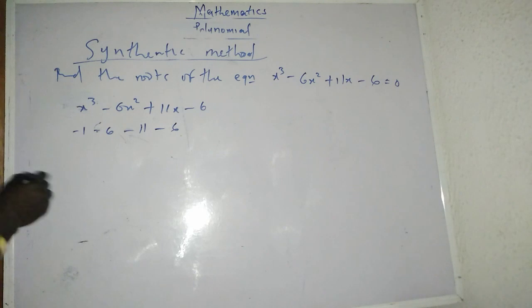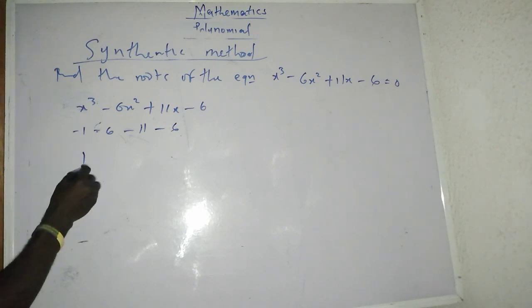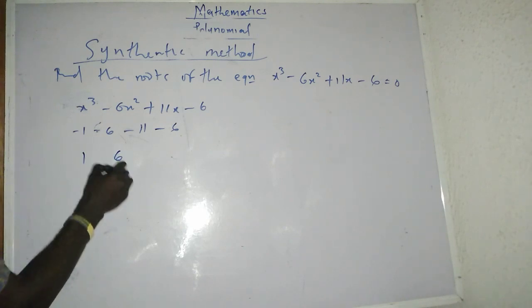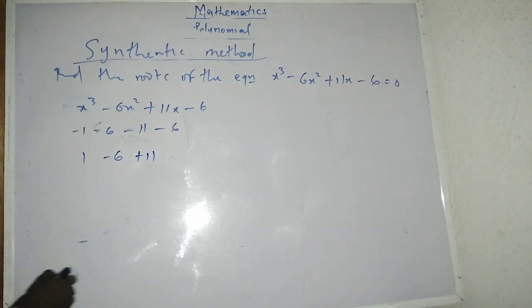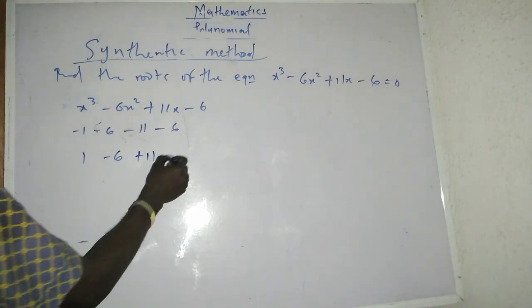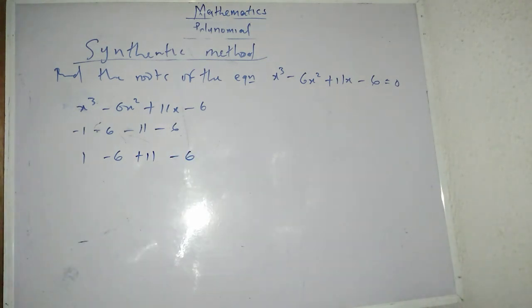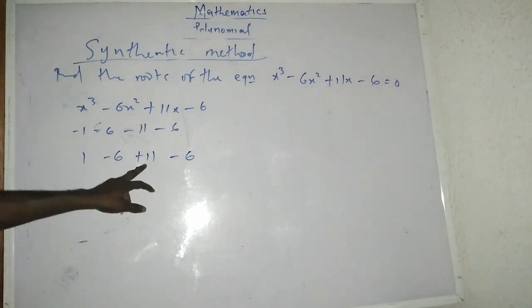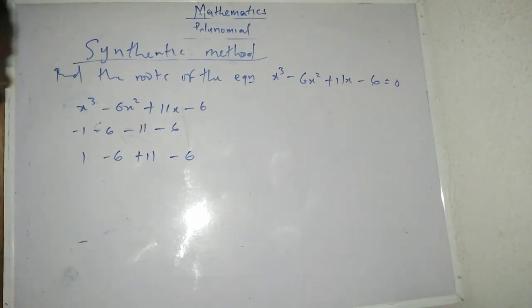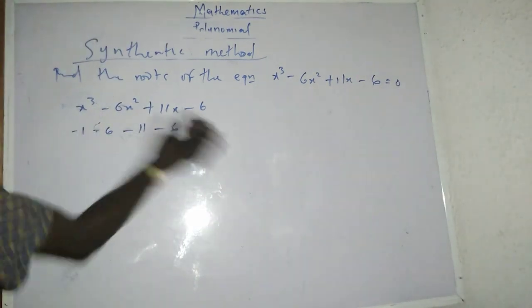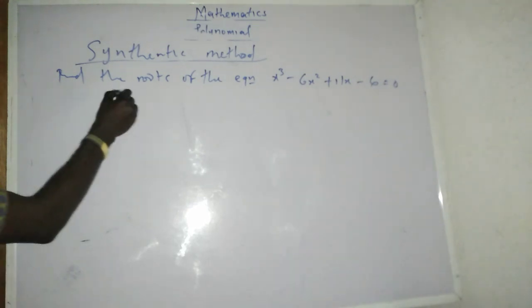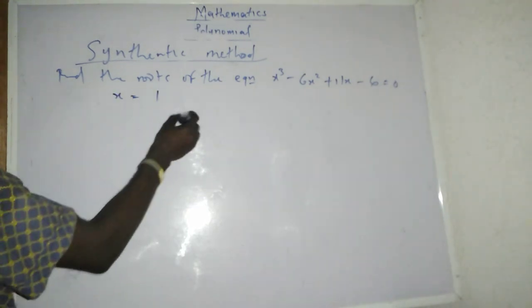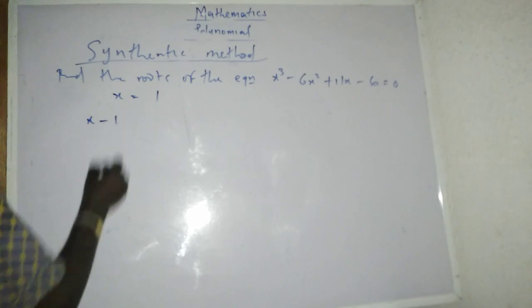Let's test for 1. 1 minus 6 plus 11 minus 6. Can this be of any change? This is going to be 0. Yes, 1 will be of help. I think 1 is one of the roots, because 1 will give us 0. It means my x equals 1, and my factor is x minus 1.